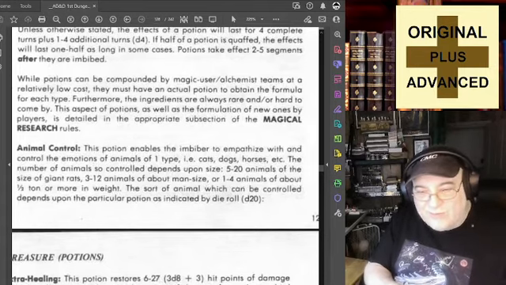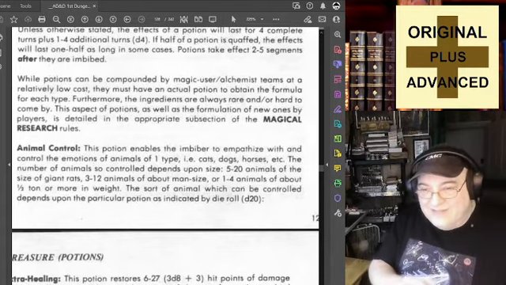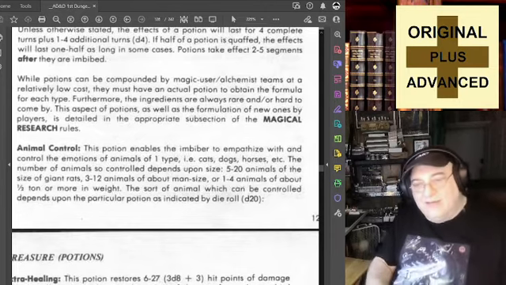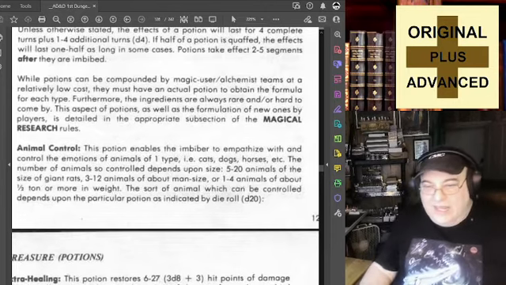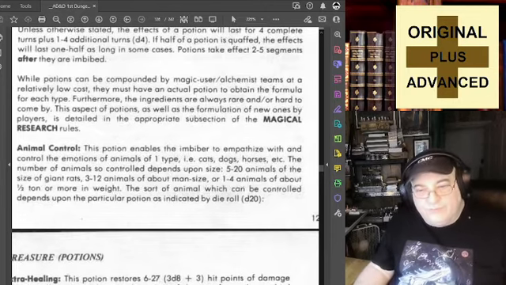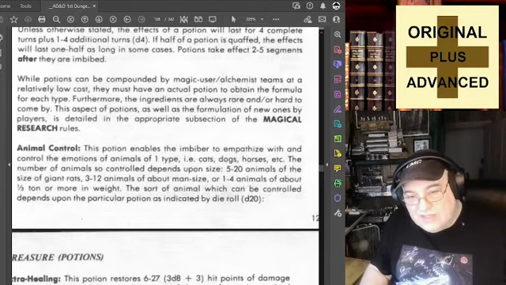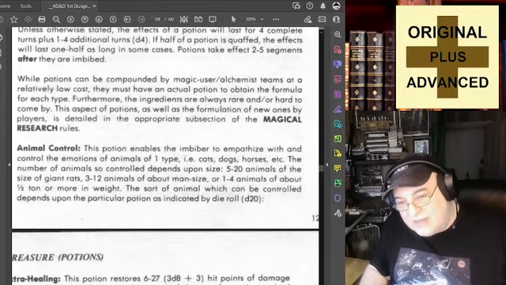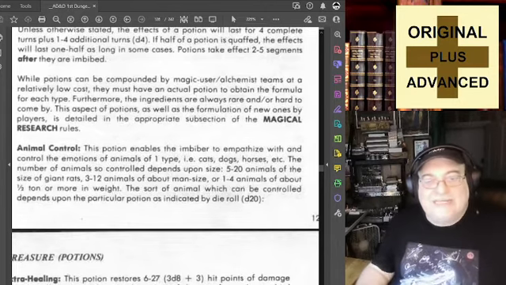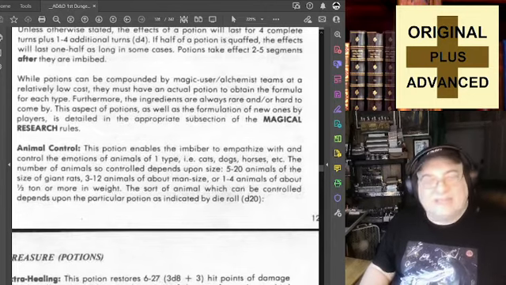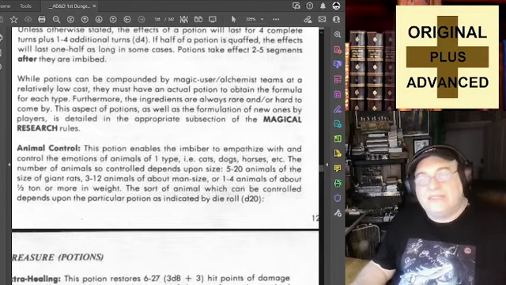3 to 12 animals of about man size. 1 to 4 animals of about half a ton or more in weight. I think they're getting into horses there. And it's random, 1 to 4. The sort of animal which can be controlled depends on the particular potion as indicated by the die roll. It doesn't actually say it's random, so it is possible that as a DM you determine that, okay, if there's only one horse, then it does one horse. If there are 4 horses here, this can handle 4 horses.